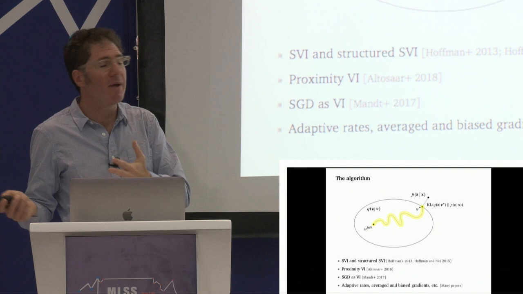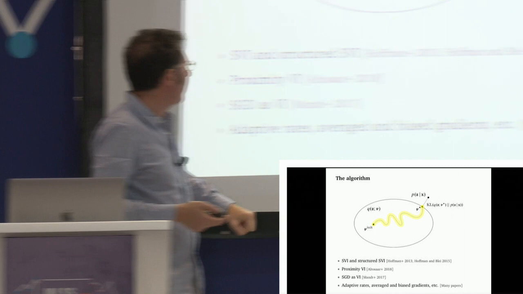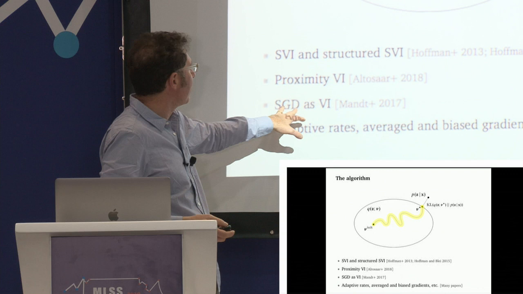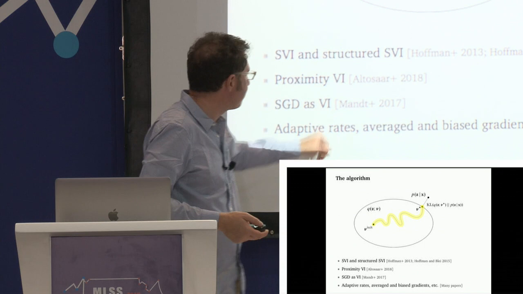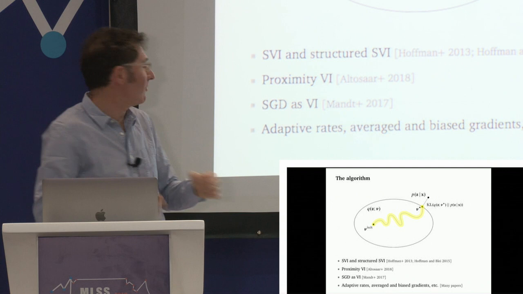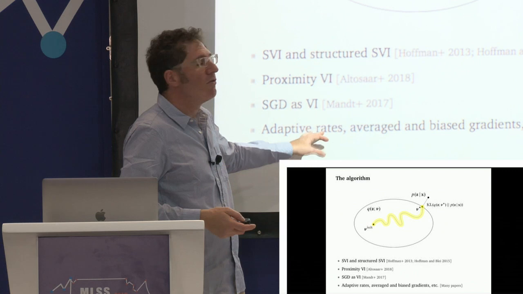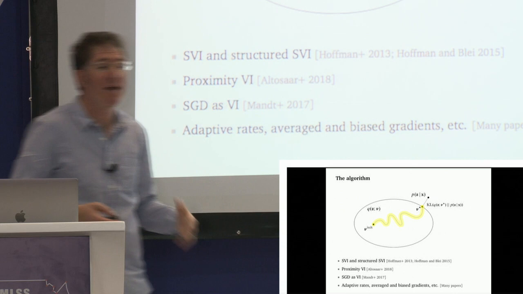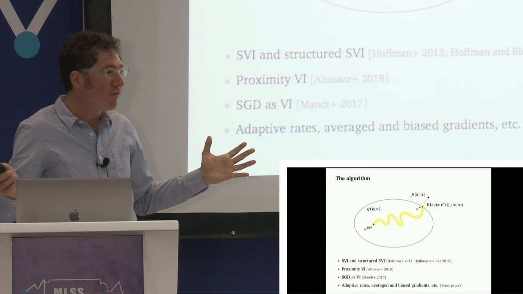And so some examples of work on this are things like proximity variational inference, where you bound how far away you go from a place, and thinking about stochastic gradient descent itself as a variational inference algorithm, where the probabilistic properties of the SGD algorithm that you run can be manipulated so that its stationary distribution is an approximation to the posterior. And of course, there are many, many papers and a lot of work on doing things like having a good learning rate and averaging the gradients and using biased gradients, but still getting to a good answer and so on. So there's this whole world and research literature that's ready to connect to Bayesian statistics through variational inference.